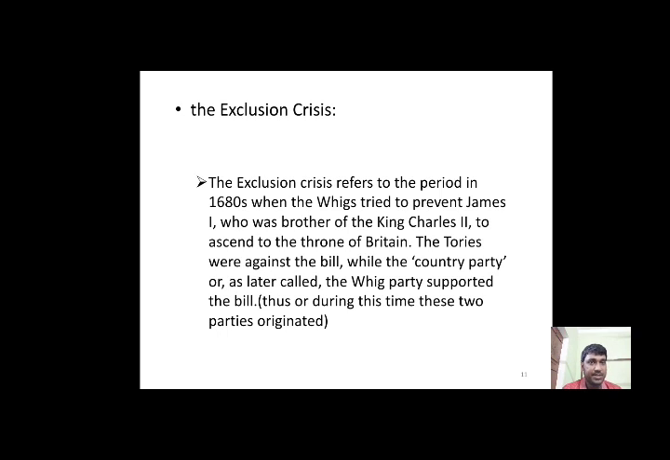So this created a shift again between the two parties. While the Tory party was against the exclusion bill, the Whig party tried to support the exclusion bill. And I hope you understand that the name exclusion stands for the exclusion of Catholicism from the throne of England, from the monarchical rule. Hence the name exclusion.